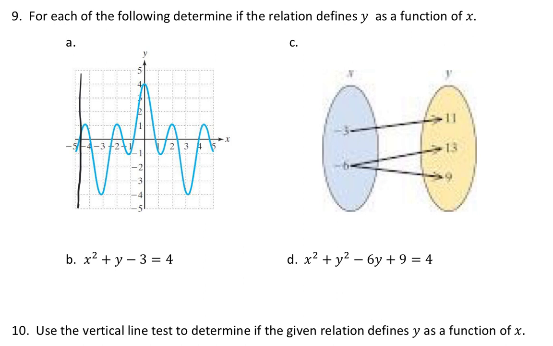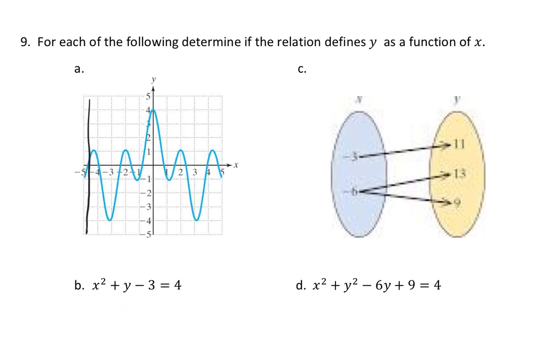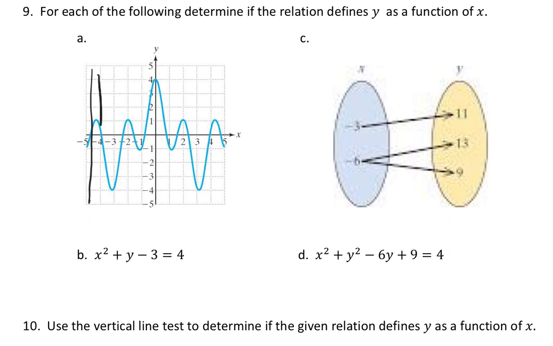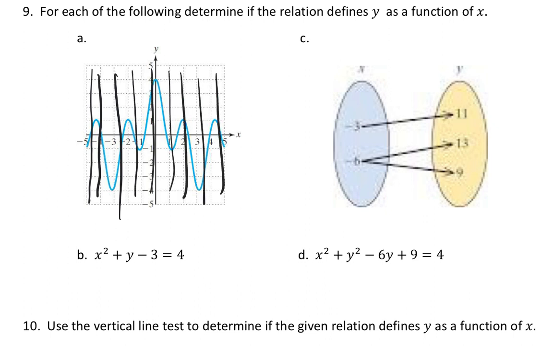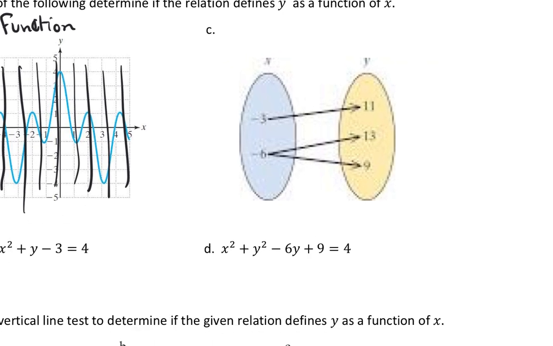So we can take this line and we can draw it in random places, and we can see that it never crosses multiple y values, right? It never touches that blue line twice in a single x value, so we know that this is a function. So function. Same thing for this one.